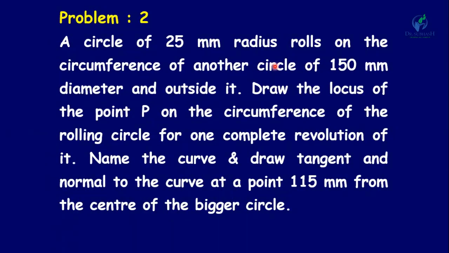Now let us understand epicycloid by one problem. A circle of 25 mm radius rolls on the circumference of another circle of 150 mm diameter and outside it. Draw the locus of point P on the circumference of the rolling circle for one complete revolution of it. Name the curve and draw tangent and normal to the curve at a point 115 mm from the center of the bigger circle.